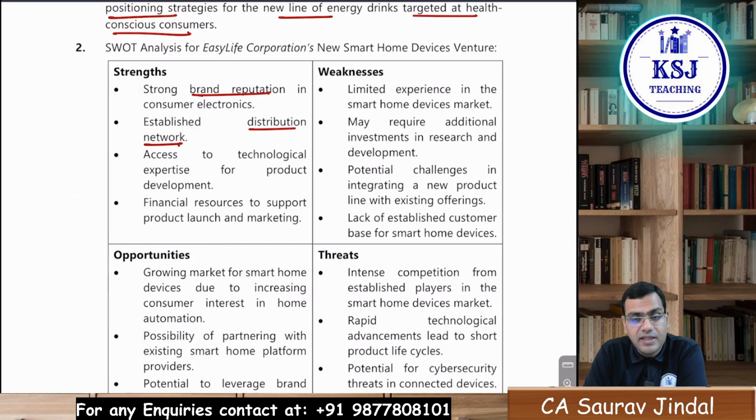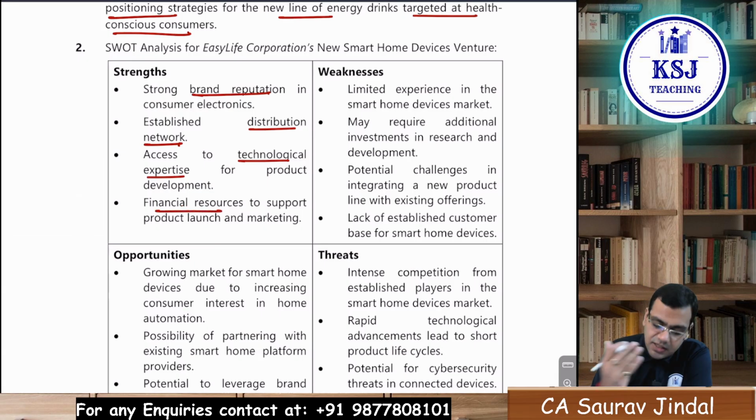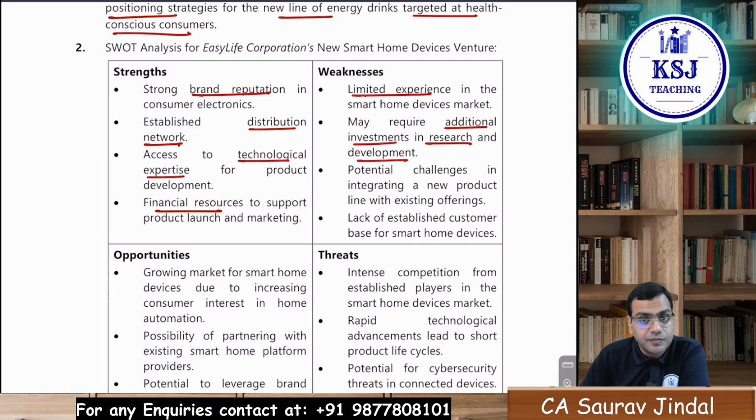Because they are already the leading manufacturer, so they will be having the distribution channels, whether it is online, whether it is offline, the retail stores, the wholesale stores, whatever it is. Access to the technological expertise for the product development, financial resources will be there from the existing business. Weakness will be limited experience in the smart home devices, may require additional investment in the R&D, right?